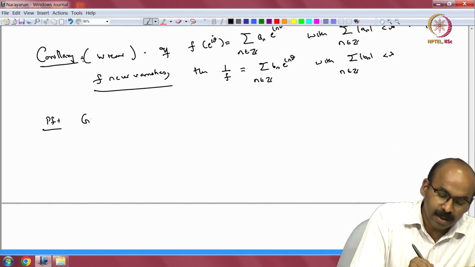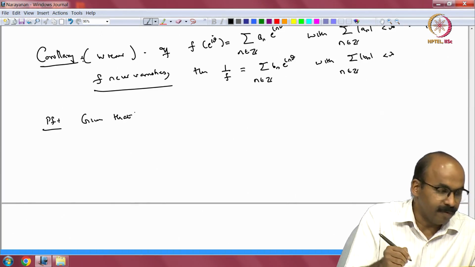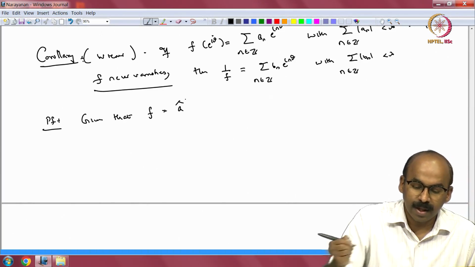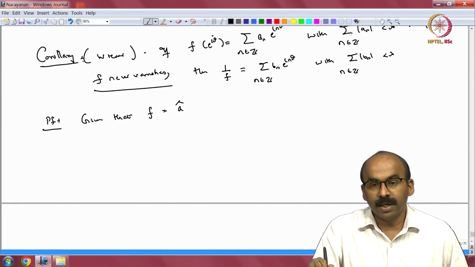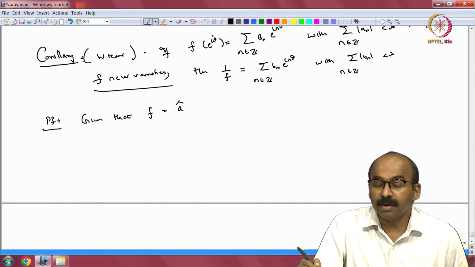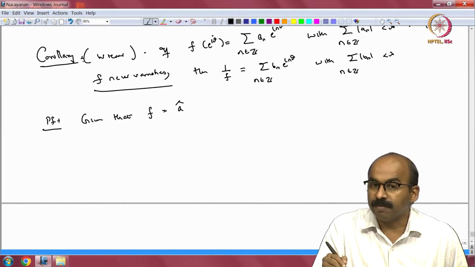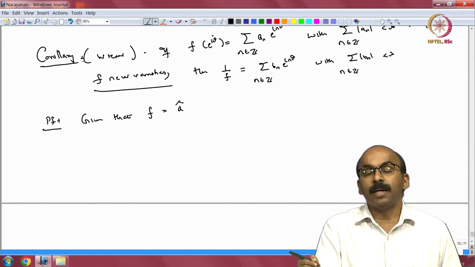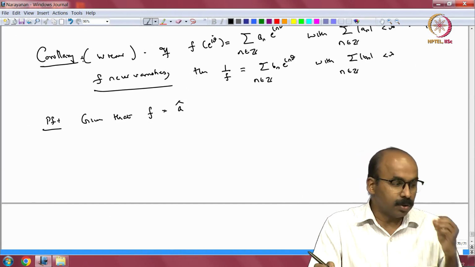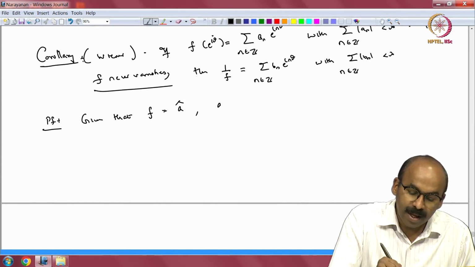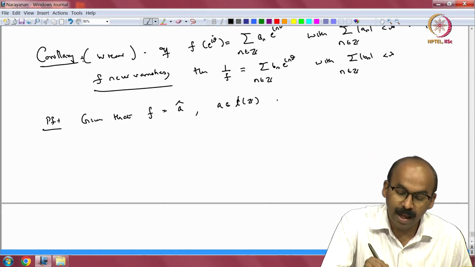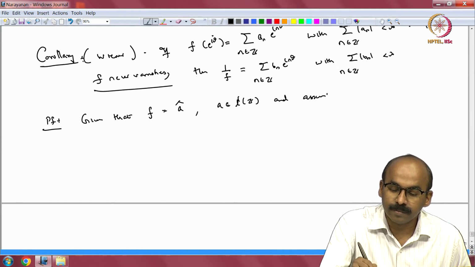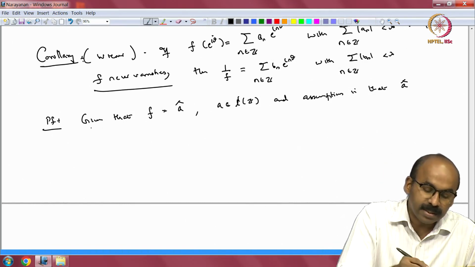Okay. So, given that f equals a hat, right. If I start with f equal to summation a_n e to the i n theta with summation mod a_n finite, then in the Gelfand transform language my function f at e to the i theta is a hat at the multiplicative linear functional which is given by phi_theta, right. So, f is a hat where A is l 1 of Z, and the assumption is that a hat never vanishes.